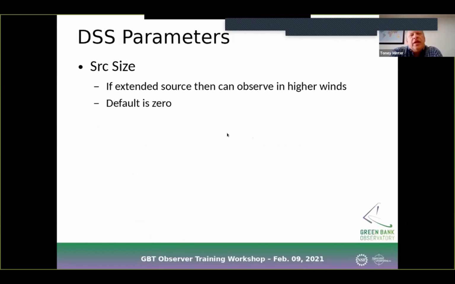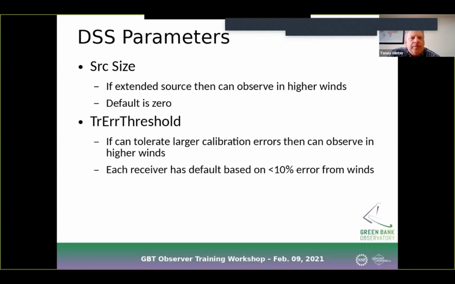Source size can matter. If you have a very extended source and you're just going for spectral line detection within that source, then you can put in a bigger source size, which means you can observe at higher winds. Even as the telescope beam is buffeted around because the feed arm's shaking, it stays on the source in a little higher wind conditions. So it might be appropriate for you to request a certain source size.